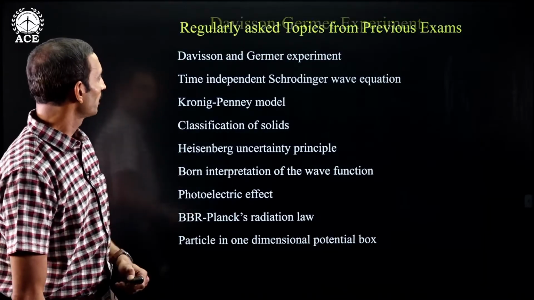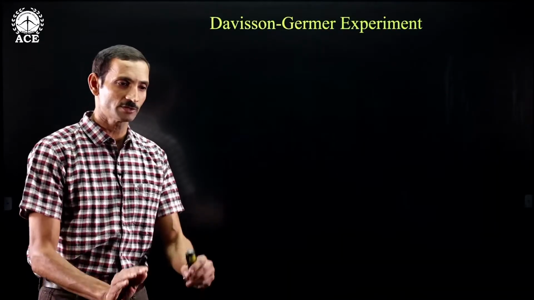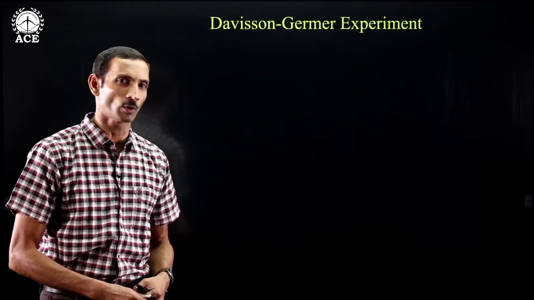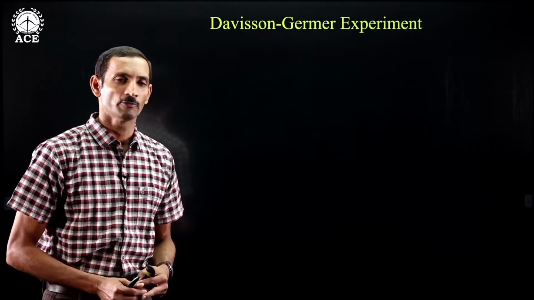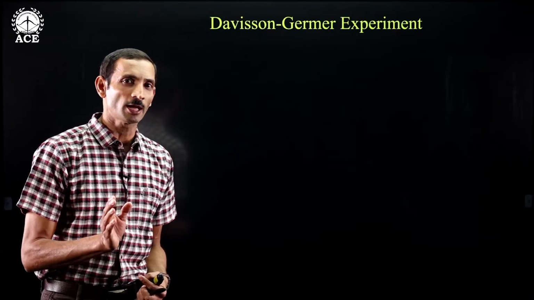Now I'll move into the first one, that is the Davisson-Germer experiment. What is the Davisson-Germer experiment all about? Before I start this experiment, let me tell you about what we call the de Broglie concept. It is also known as the de Broglie hypothesis.